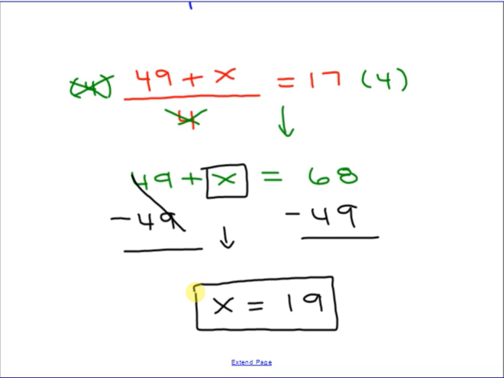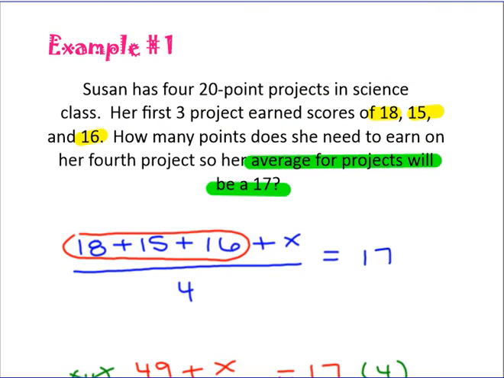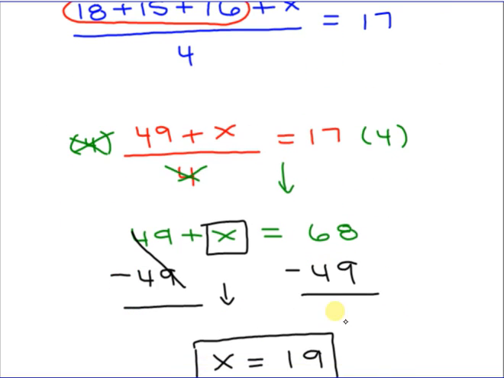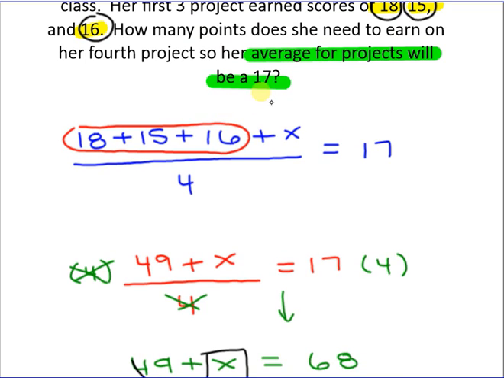So she needs a 19 on her last project in order to have an average of a 17 overall. Now, you can actually check your answer really quickly with a calculator. Find the mean of 18, 15, 16, and 19. And the mean of that should be 17 perfectly. Okay? So do that real quick.